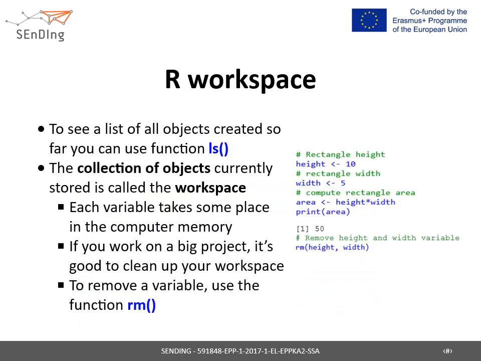To see a list of all objects created so far you can use the function ls. The collection of objects currently stored is called the workspace. Each variable takes some place in the computer memory. If you work on a big project, it's good to clean up your workspace. To remove a variable, use the function rm.